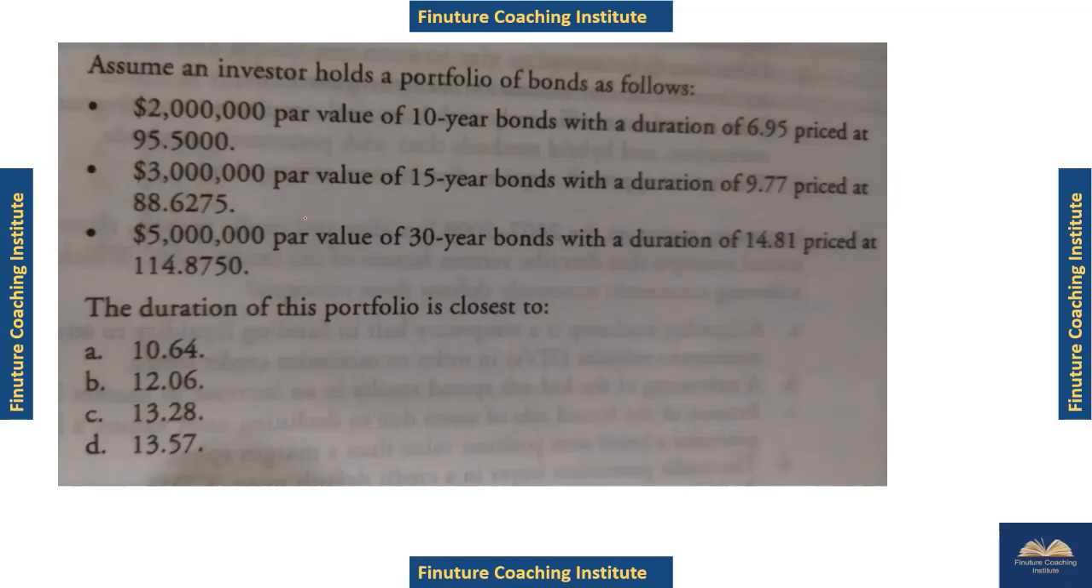So what we'll do, we just calculate the weight of each thing and we will multiply this with this. So the total notional that we have is 2, 3, and 5. So 10 million notional. We'll just calculate the weights of the market value. So just be careful.